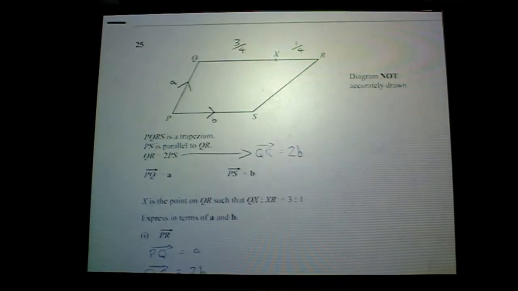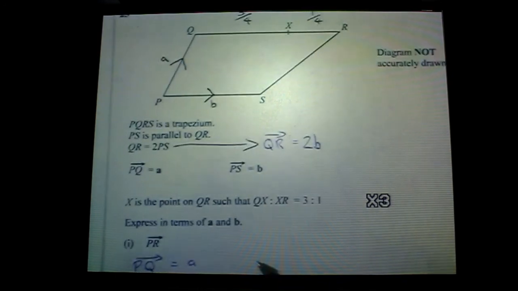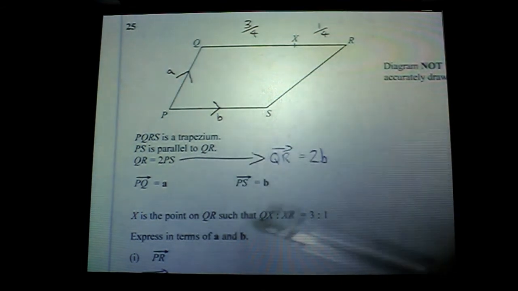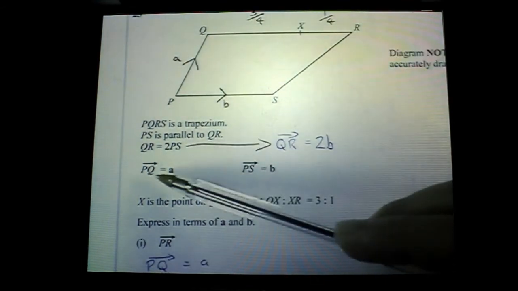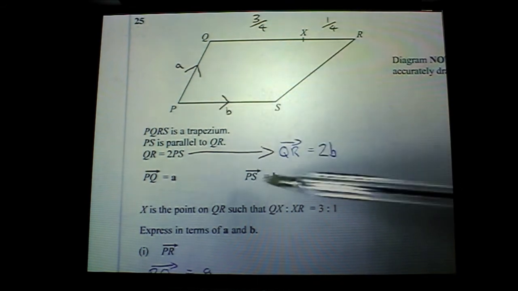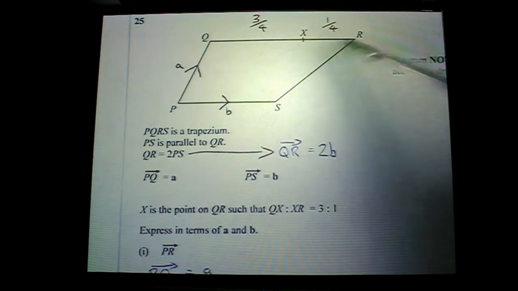Okay, final question. Question 25. It's a vectors one. People always find vectors quite nasty, so let's see what we can do. First one, express in terms of a, b, what is PR? Well, first things first, I've filled out some data from here. So PQ, that's a, and give the direction. PS is b, and you're told that QR is 2 lots of PS.